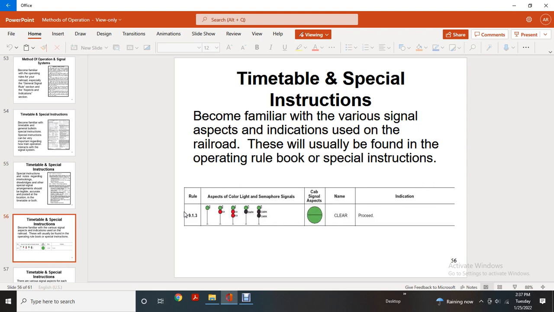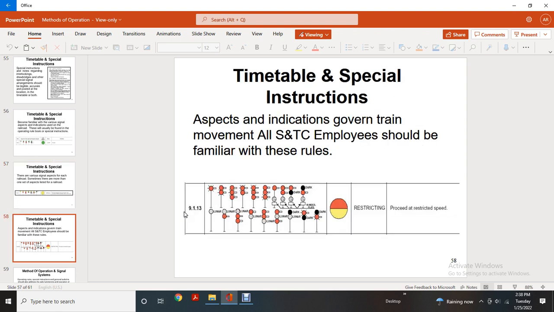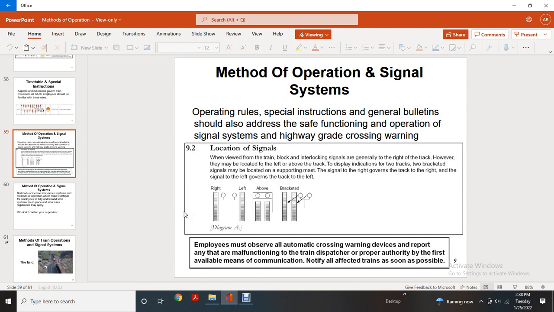Become familiar with the various signal aspects and indications used by the railroad. They are usually found in the operating rule book or special instructions. There are various signal aspects on the railroad, and some railroads list more than one aspect. Aspects and indications govern the train movement. All signal and traffic control employees should be familiar with these rules, the methods of operating the signal system.